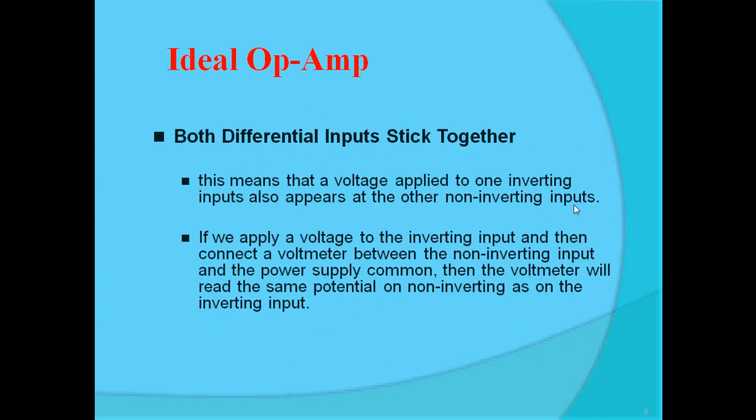Both differential inputs stick together. What does this mean? This means that the voltage applied to the inverting input also appears at the non-inverting input terminal. Suppose that we apply some voltage to the inverting input and then connect a voltmeter between the non-inverting input terminal and power supply common. Then the voltmeter will read the same potential as on the inverting input terminal. So we can say that both differential inputs stick together, having the same input voltage.